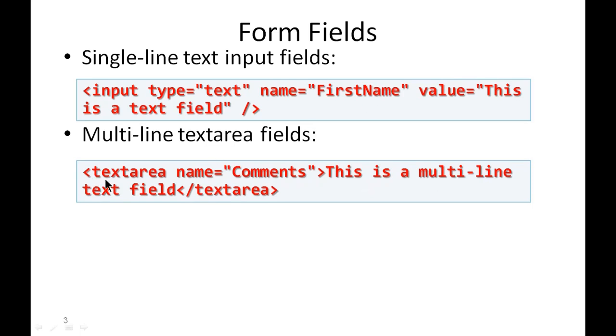So this is an example. This is our text area opening tag, with angle bracket, text area name is equal to comments. I have already told you, when you want to write comments you can use text area. This is a multi-line text field, text area closed. So the text area opening tag has the attribute name with value comments, and then we have written this is a multi-line text field, and the closing text area tag.